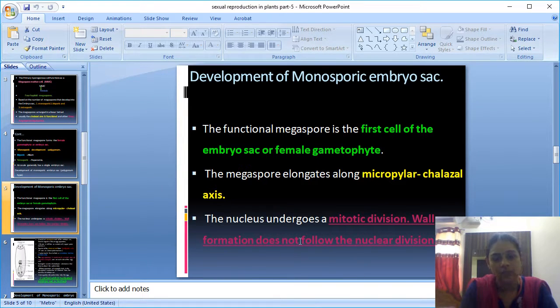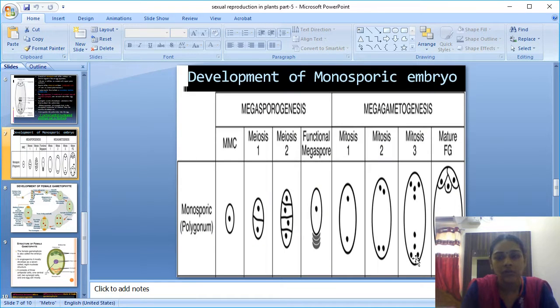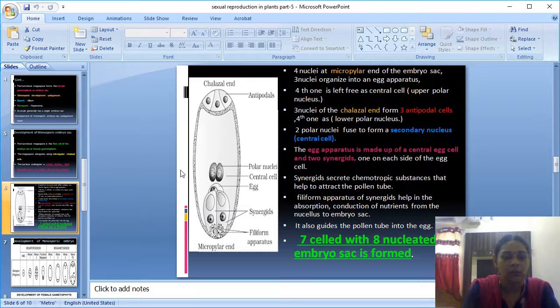Wall formation does not follow the nuclear division. The nucleus undergoes only mitotic division, and wall formation does not take place. You see in this diagram, only the nuclear division takes place. Only at one particular stage is the cytoplasmic wall formed. Till then, there is only nuclear division. So in this mitosis, there is no cell wall formation, only nuclear divisions, and the nucleus is also haploid in nature. The ploidy number or chromosome number will not change in the mitosis process.